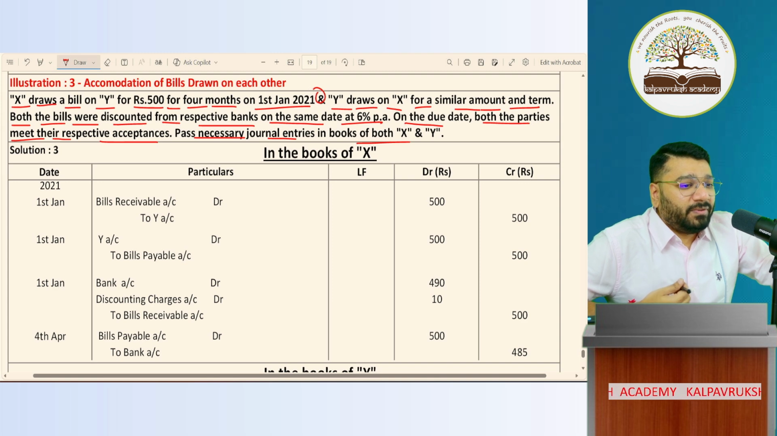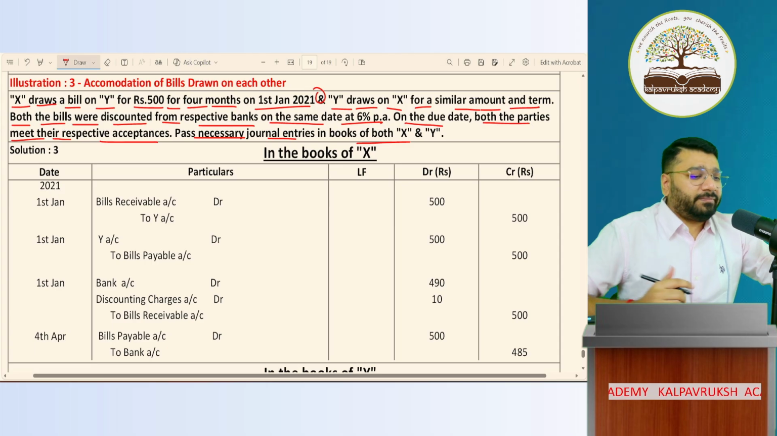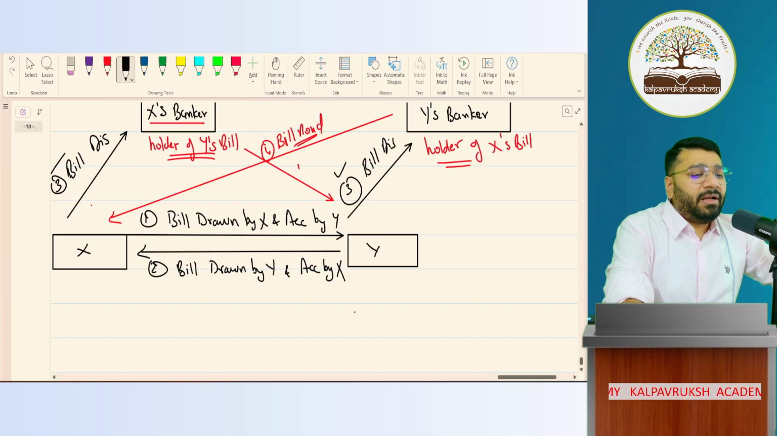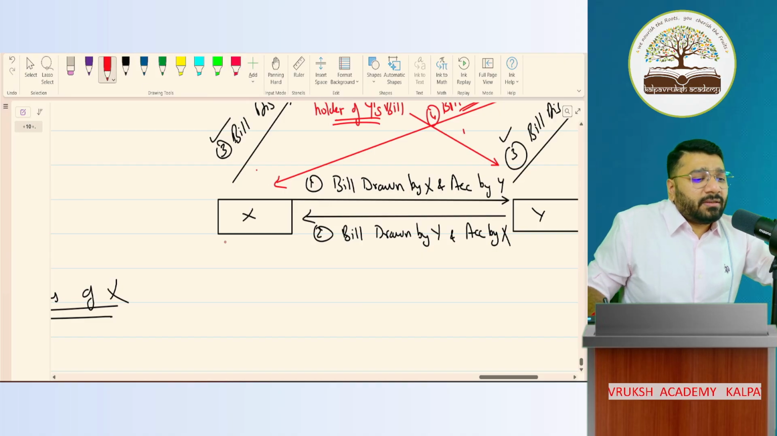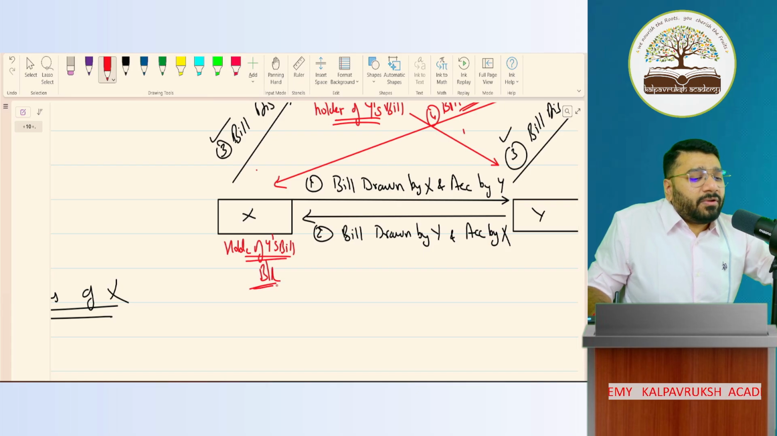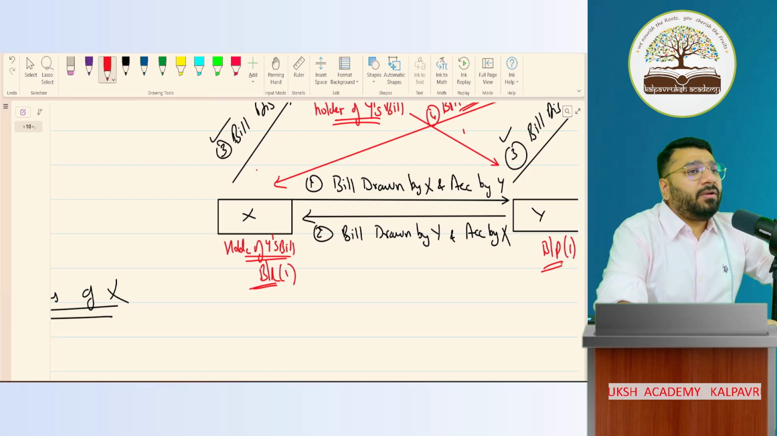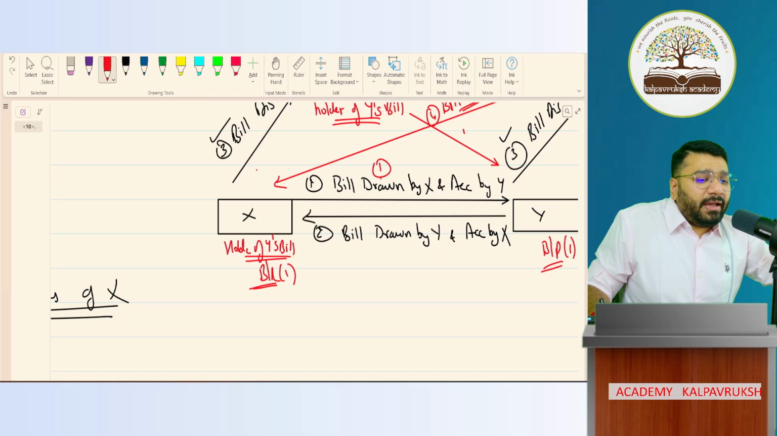Okay. On 1 Jan, both are drawing bills on each other. Bill drawn by X, accepted by Y. Now, X is holder of Y's bill. He got it on BR. For him, it is an asset. For Y, it is BP. Got it, not got it? So I'll call this BR1 and BP1. Okay, not okay. This is 1 and this is 2.